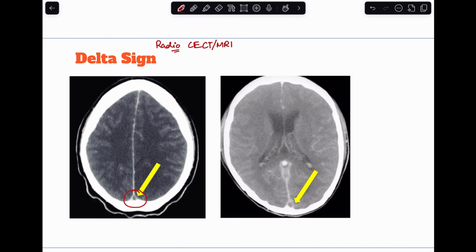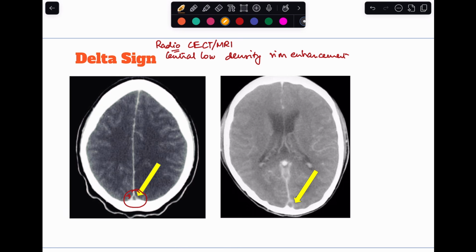And this triangular defect is surrounded by a contrast enhancement, which is basically, if we had to talk in radiological terms, we are seeing a central low density with rim enhancement. So this is what delta sign is. Now delta sign has another name to it, and this is also known as empty triangle sign. Why so? Because as you can see over here, this looks like an empty triangle. That's why this is also known as empty triangle sign.